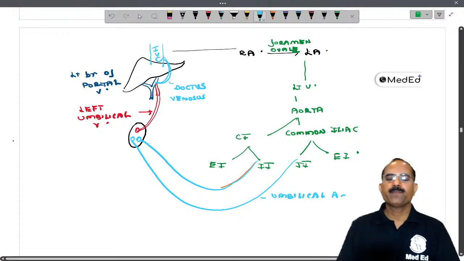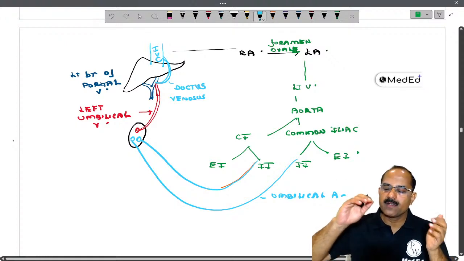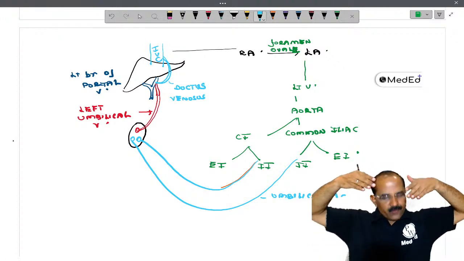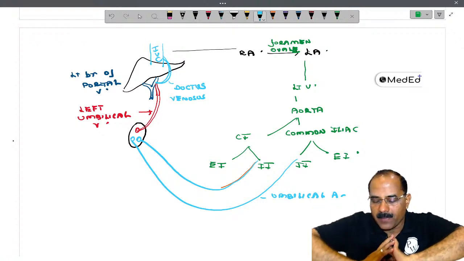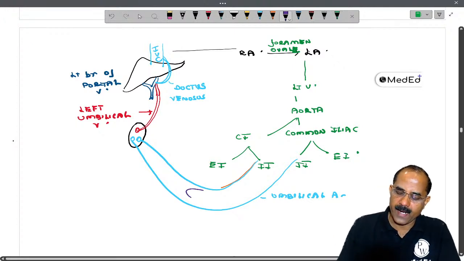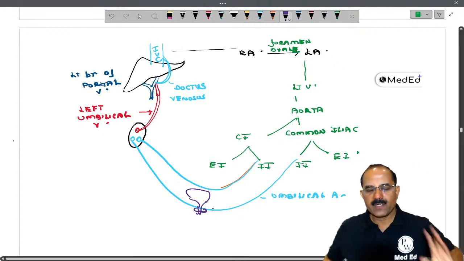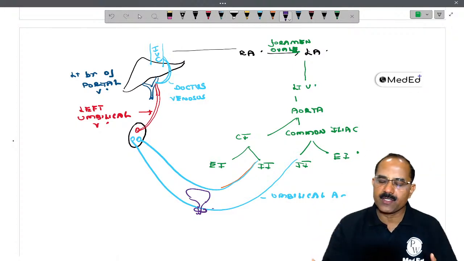Umbilical artery. So umbilical artery कहाँ से arise होते हैं? Umbilical artery begins from the internal iliac. From two internal iliac, two umbilical arteries begin and they go up towards the umbilicus. When they are going towards the umbilicus, on the way comes the urinary bladder. ये urinary bladder. That's a urinary bladder. So this is the fetal circulation.